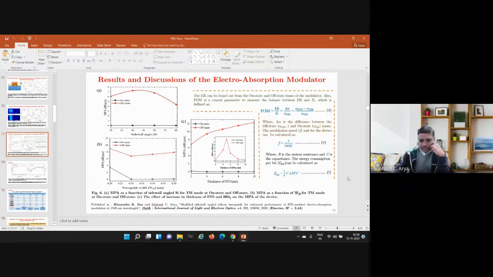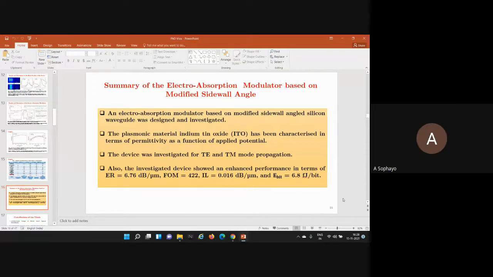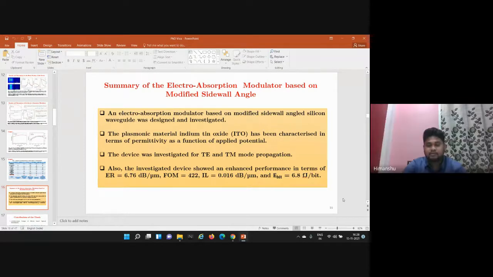Basically, whenever he is calculating the output when light is inserted and then calculating how much light is available at the output, that difference tells about the loss. Yes, sir. Thank you, Himanshu. Thank you.